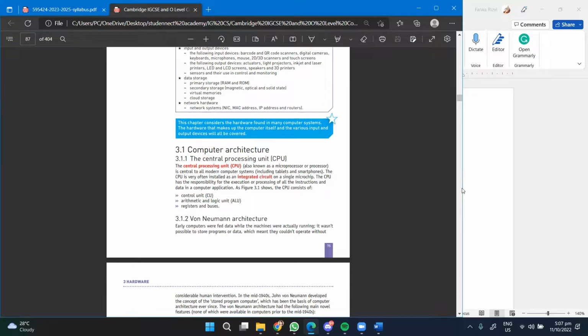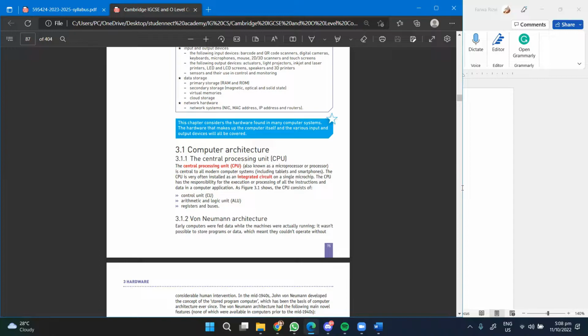This is also known as the microprocessor or processor, and is central to all modern computers, including tablets and smartphones. A microprocessor is also present in your phones, computers and laptops, in smaller sizes and covering less area. But the most obvious, biggest one you'd see is the one connected to PCs or desktop computers. And the CPU is very often installed as an integrated circuit on a single microchip.